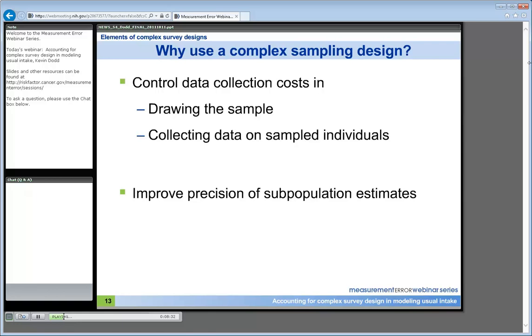Now, another reason for collecting data with a complex sampling plan is to improve the precision of subpopulation estimates by making sure that you have enough people in certain demographic subgroups to allow separate estimation within those subgroups.